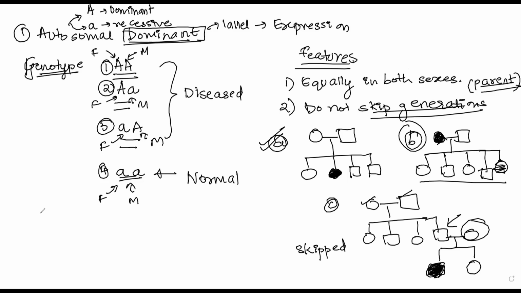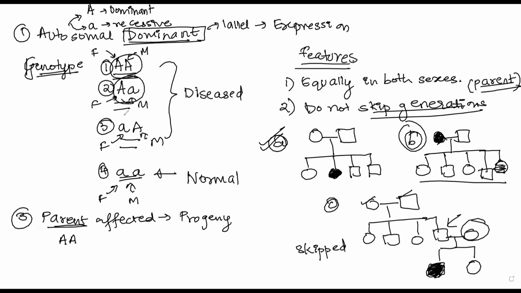Now that you understood what skipping of generation means, let's go to the third point. What is the third point? That if both the parents are affected, then what will happen to the progeny? Let us try this cross. So parent is affected, meaning both the parents are going to be having this kind of trait, or even this kind of trait, or even this kind of trait is possible. So if both the parents are affected, definitely all the progeny will be affected. Correct. Let's see if both are, again these are also affected. So what are the possibilities?